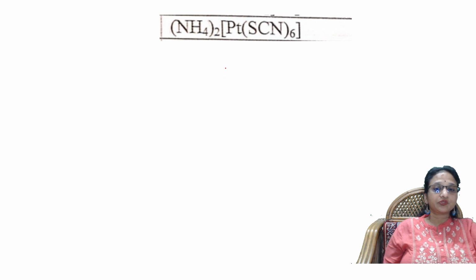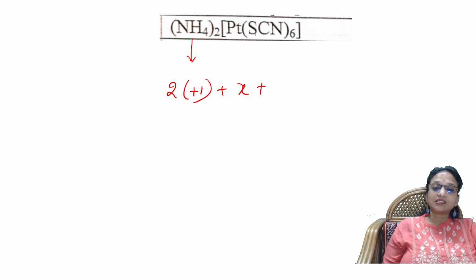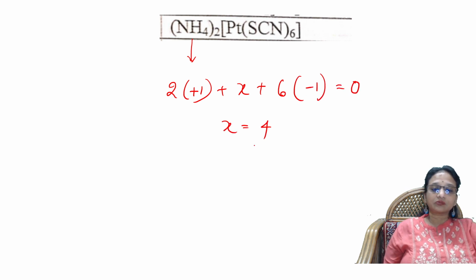Let us see this. Nothing to get confused. So here ammonium is separate. There are two complexes here. Calculate the oxidation state. Ammonium ion is, yes, 2 into plus 1. Correct? Then platinum is X plus, this is thiocyanate, minus 1 oxidation state. 6 into minus 1 is equal to 0. X is equal to 4.